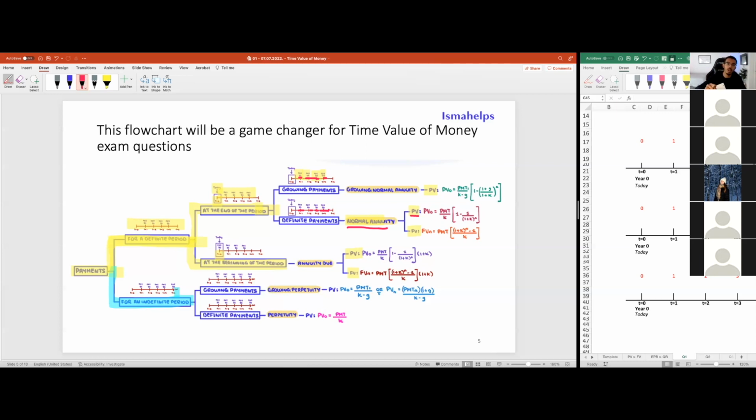So let's say $1,000. Actually, I'll give you a better example. I'll give you a really good example, and then, William, I'll address what you just put into the chat.